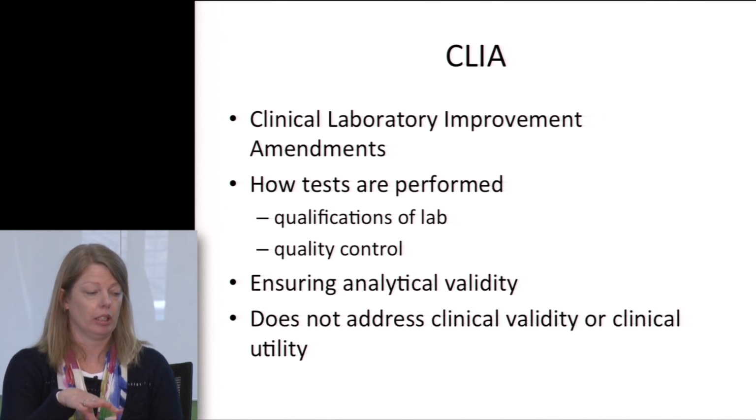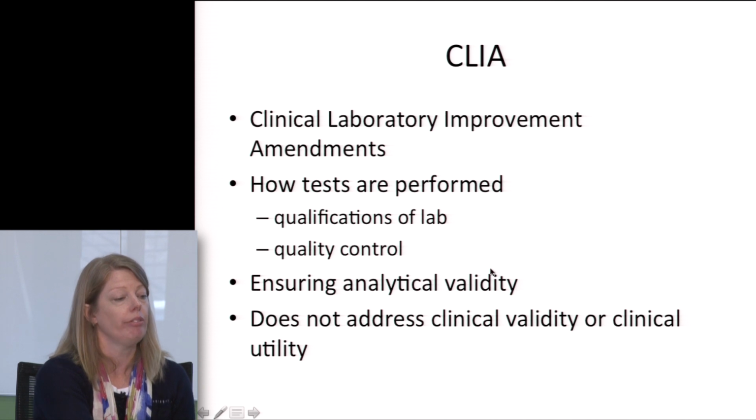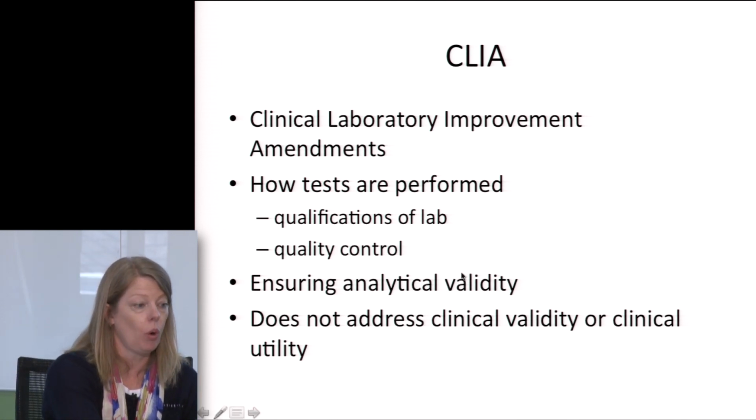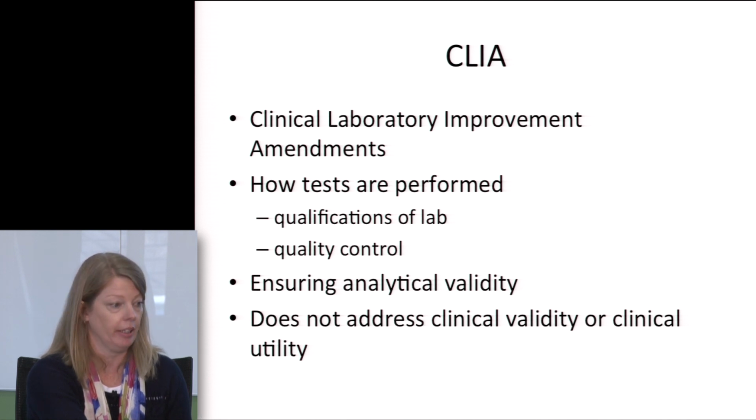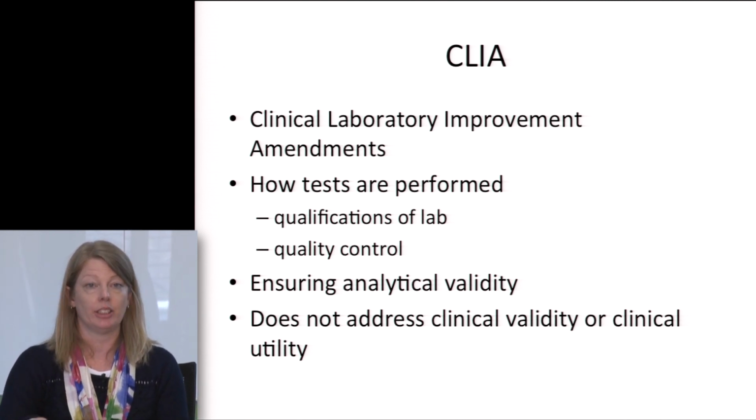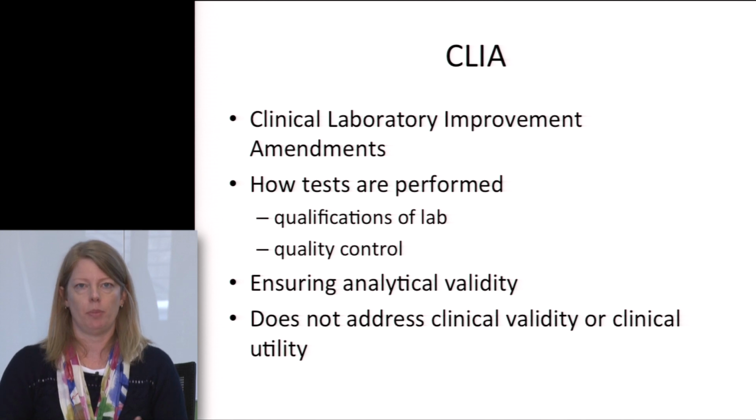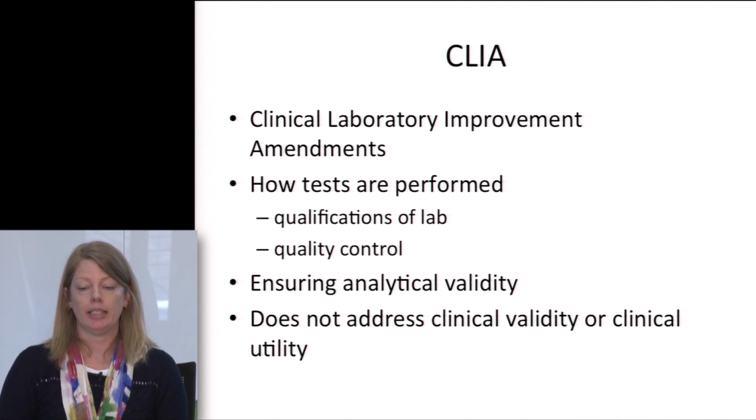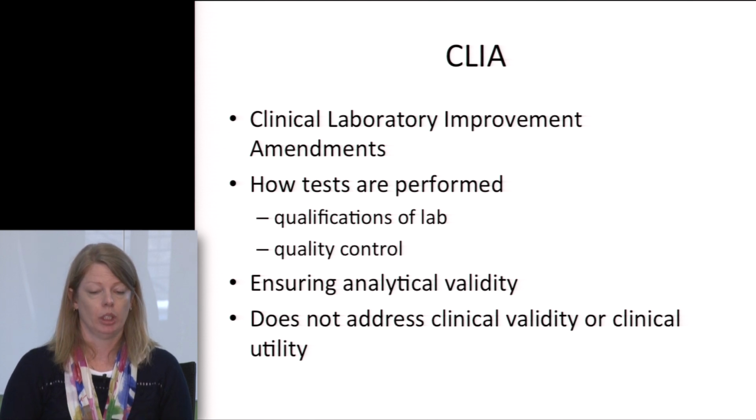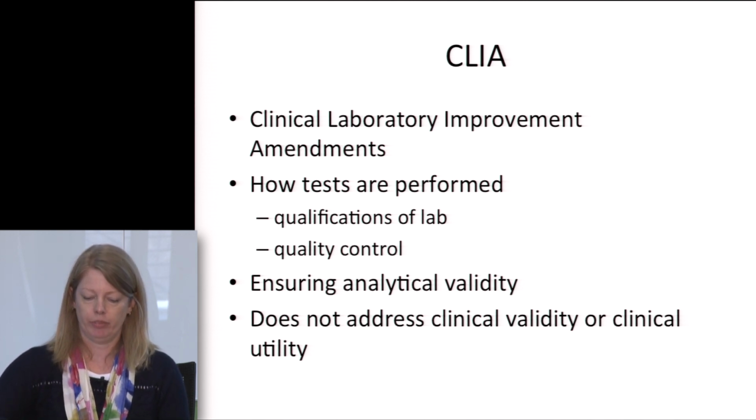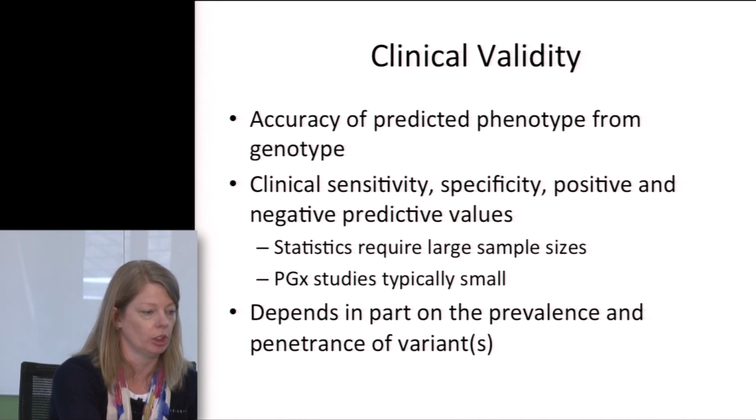CLIA covers the qualifications of the lab itself to perform these experiments and the quality control of the tests within that lab. And the goal is to ensure this analytical validity. So the federal requirements for CLIA require that all these laboratories be certified by their individual state, I believe it's state level, before they can accept human samples for diagnostic testing. CLIA does not cover at all, it doesn't address clinical validity or clinical utility. So it's just looking for how accurately does this test measure the genotypes in this situation when we're talking about pharmacogenomics.